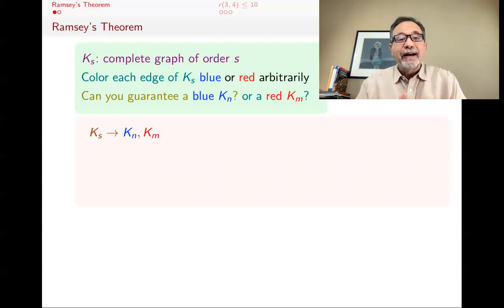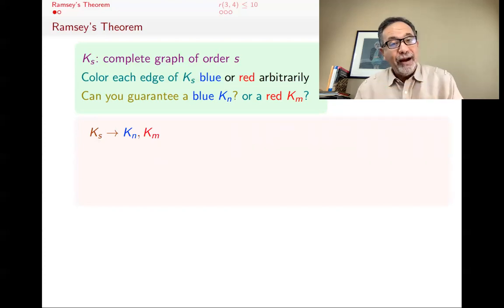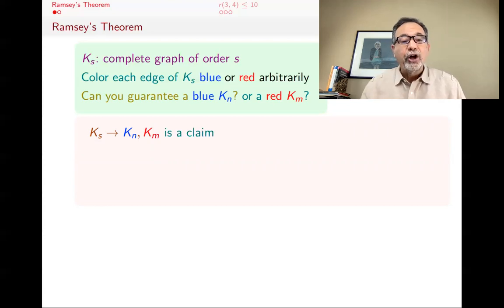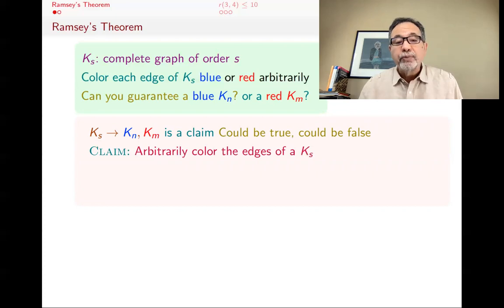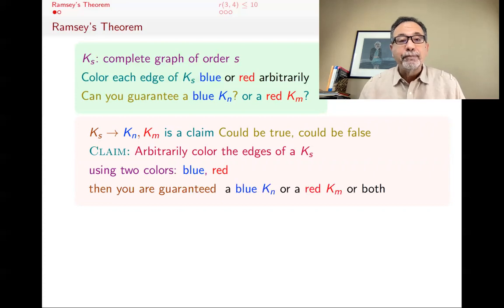And we write this in arrow notation. The arrow notation is written KS arrows KN, KM. And all that means is that this is a claim, again, a claim that may or may not be true. This claim might be false, might be true. If you just randomly write a claim like this, most likely it'll be false. What the claim says is, if you arbitrarily color the edges of a KS using two colors, blue and red, then you are guaranteed a blue KN or a red KM, or both. Mathematics "or" is always inclusive. And so when we say this or that, we are allowing for the possibility of both happening. Okay, so this is a claim.